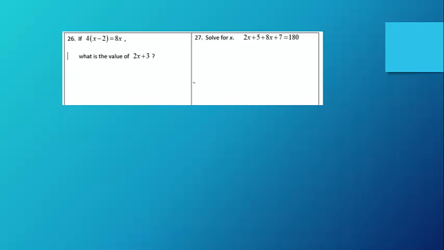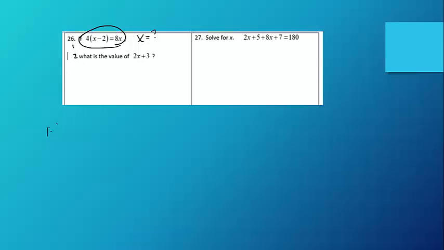Right, problem 26 says if 4 times the quantity x minus 2 equals 8x, what is the value of 2x plus 3? So this is basically a two-parter question. We first of all are going to use the first part of the problem to figure out what x equals, and then when we're done, we will answer the question. So this is our first part and our second part.